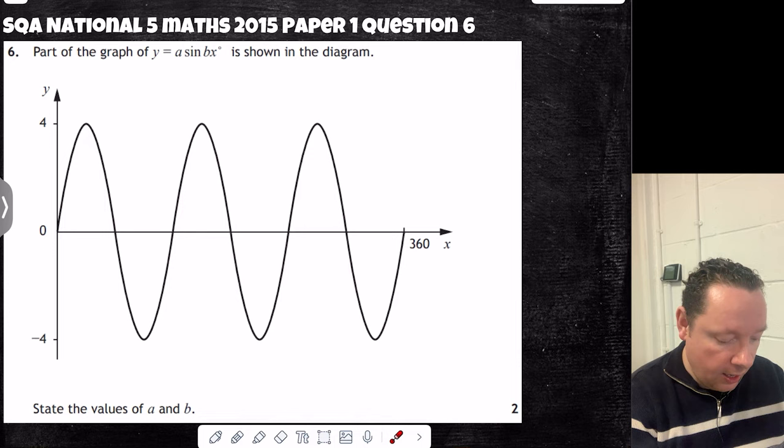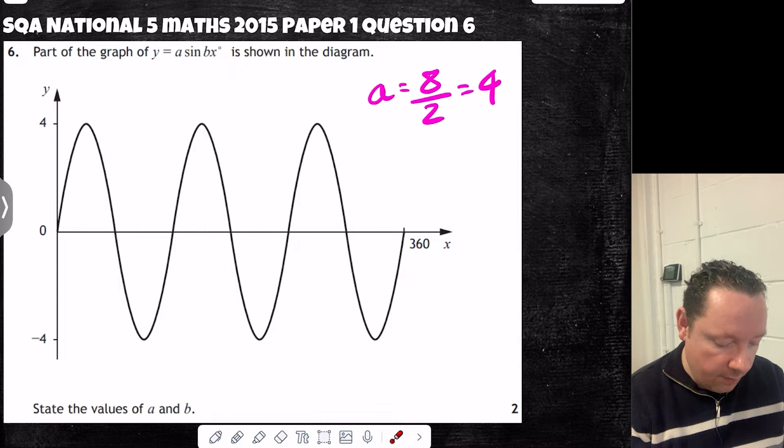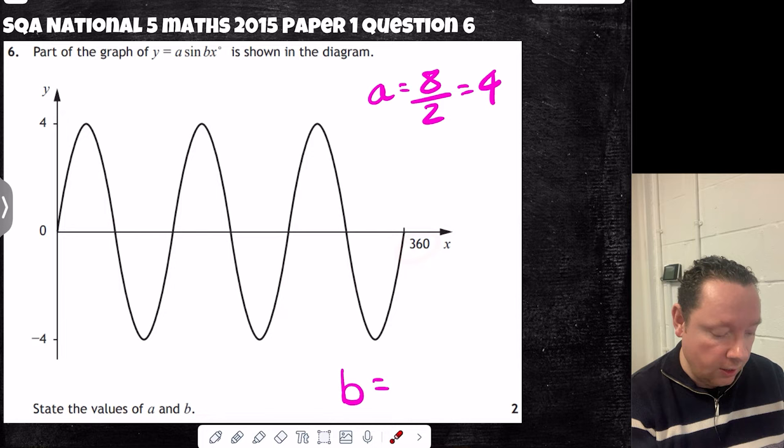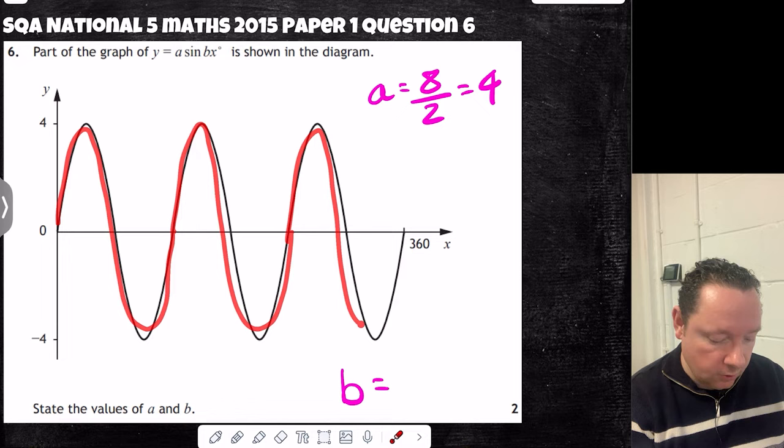So for a, it's 8 divided by 2, which equals 4. Often it is this number, but I always do this sum in case there's a plus c on the end. So a is 4, and then to get b, b is right in front of x, so that's how many graphs there are up to 360 degrees. So if it goes up to 360 degrees, job done, I just count them. 1, 2, 3. So b is 3, it's a simple one that.